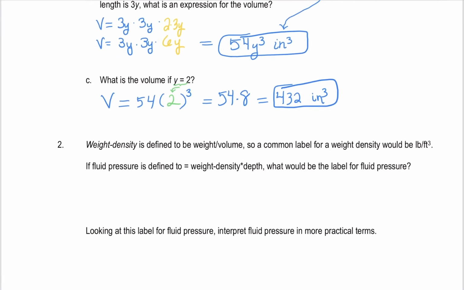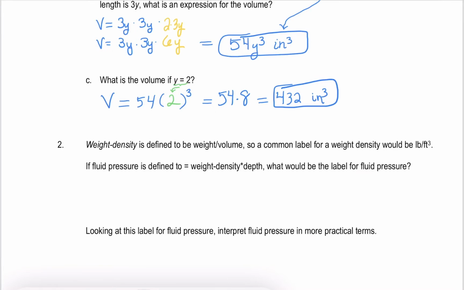All right, so let's look at another one. So this one's going to seem significantly more complicated, and maybe the concepts are a little harder, a little different, maybe something you just haven't encountered, let's put it that way. So there's some formulas we're going to talk about, like you might see them in a science class or something, but we're not so interested in the formulas. We just want to really work with units in a way that is going to reflect how we work with variables. So it says weight density is defined to be weight per volume, or weight divided by volume. So a common label would be weight in pounds, volume, cubic measurement, so maybe cubic feet. So pounds per cubic feet is a common label for weight density.